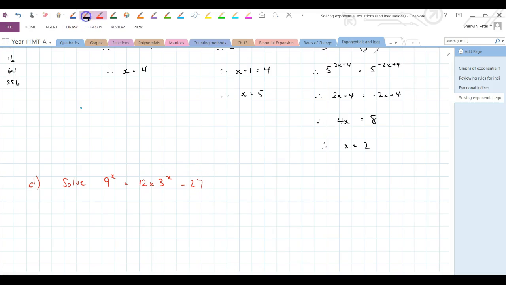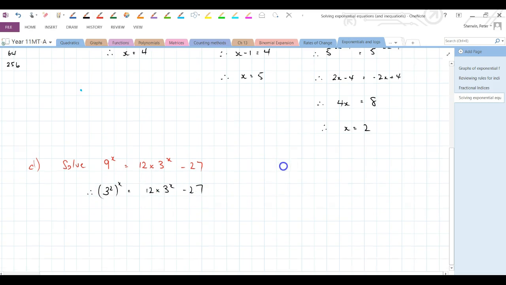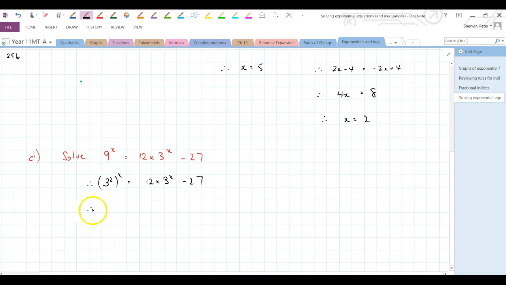I'll show you how that's done. So firstly, let's get this 9 to the x. That's 3 squared to the power of x. Alright, I'm just going to rewrite this as 12 times 3 to the x minus 27. What I'm going to work on is this 3 to the x business.